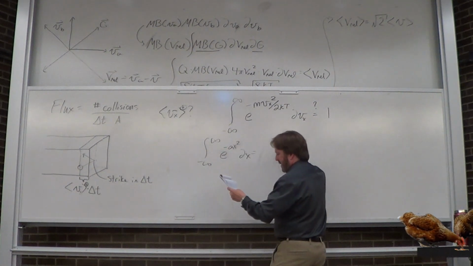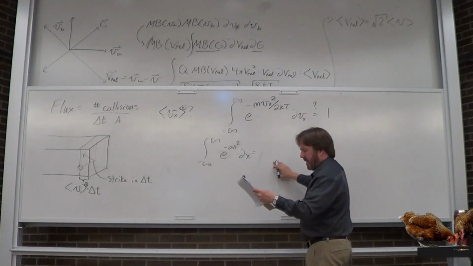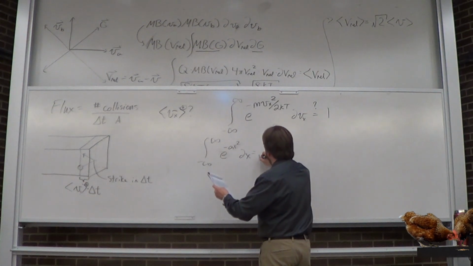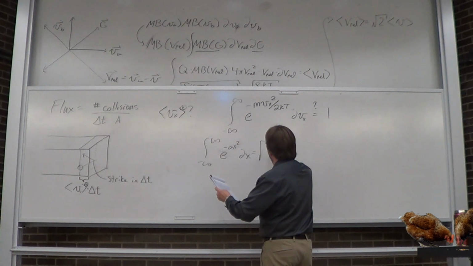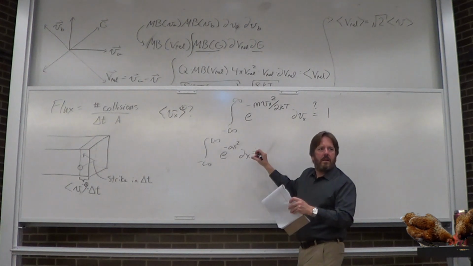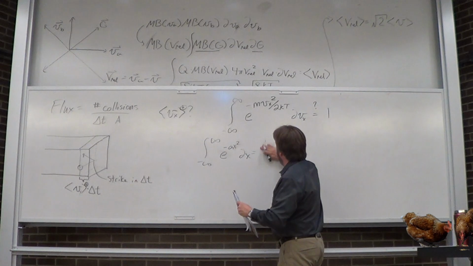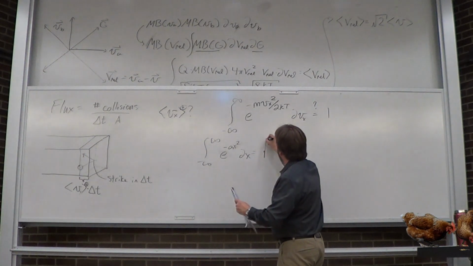No, what is it? Unfortunately I didn't write down the identity. What am I doing? I'm pretty sure it's 1/2 pi. No, 1/2 is 0 to infinity. That's not it here. So it's just square root of pi over a? Yes, it's root pi over a.